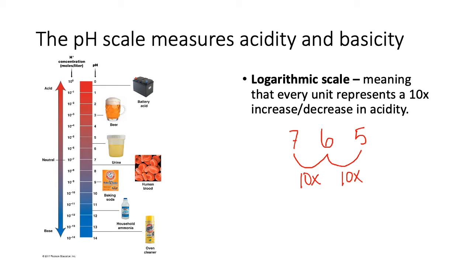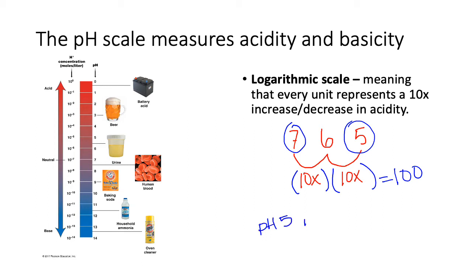So if we want to compare these two units, we would need to multiply these two changes together. So 10 times 10 is 100. And so we could say that a pH of 5 is 100 times more acidic than a pH of 7.